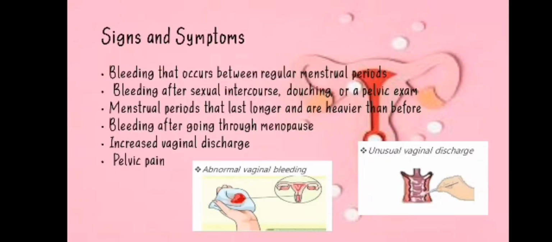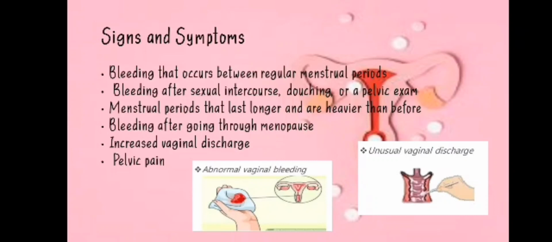Signs and symptoms of cervical cancer. Bleeding that occurs between regular menstrual periods because ang mga hormones natin ay naga-change, and use of hormonal contraceptive devices and infection or injury. Next is bleeding after sexual intercourse, douching or pelvic exam. Because sa pelvic exam or sa sexual intercourse, this section of the body is so sensitive. Next is menstrual period that lasts longer and is heavier than before.